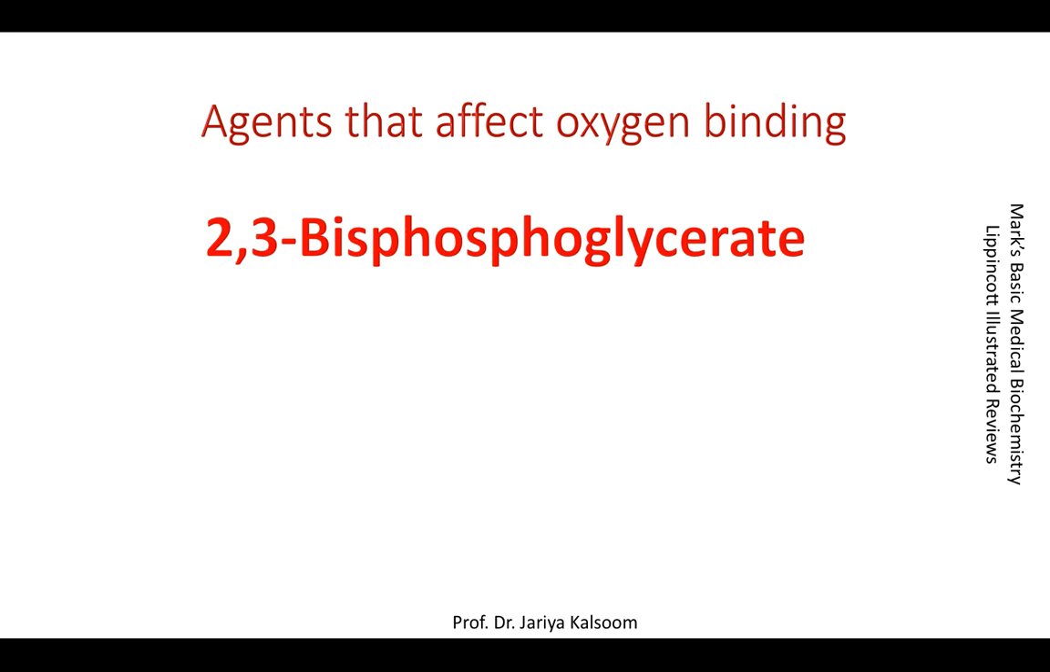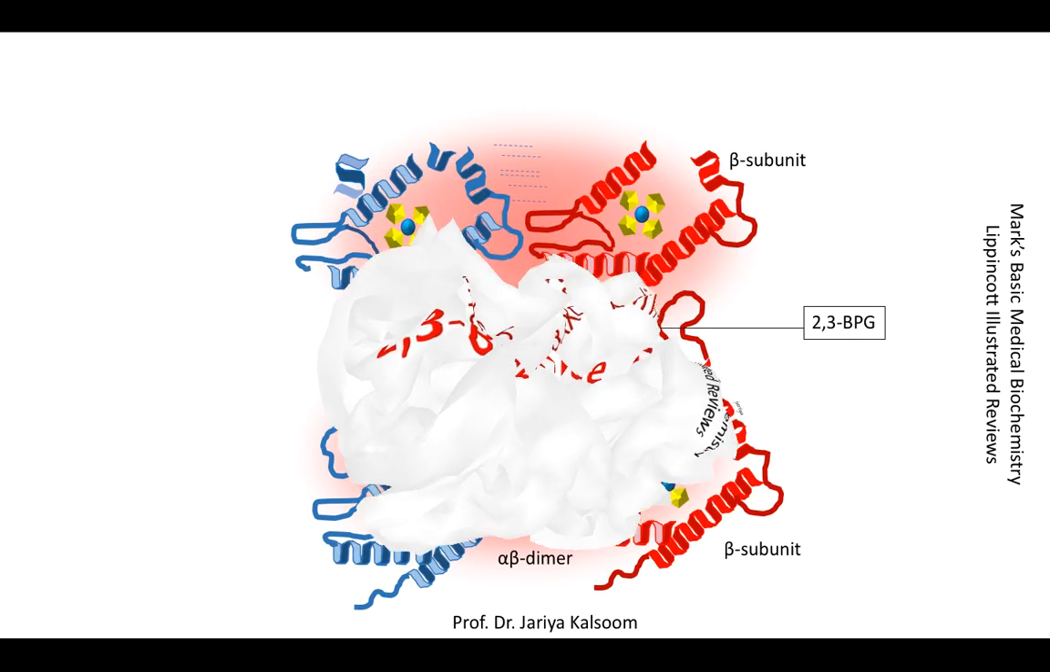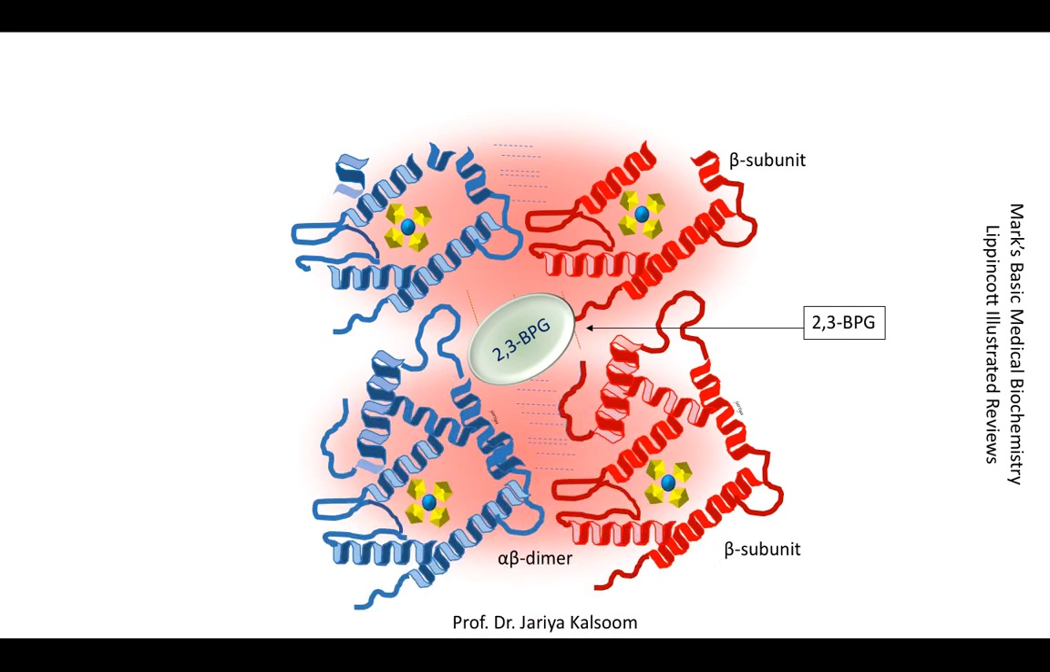Now, let's consider one by one the agents that affect the oxygen binding. 2,3-BPG, or 2,3-bisphosphoglycerate, is formed in red blood cells from the glycolytic intermediate 1,3-bisphosphoglycerate. 2,3-BPG binds to hemoglobin in the central cavity formed by the 4 subunits, increasing the energy required for the conformational changes that facilitate the binding of oxygen. Therefore, oxygen is less readily bound, that is, more readily released in tissues.